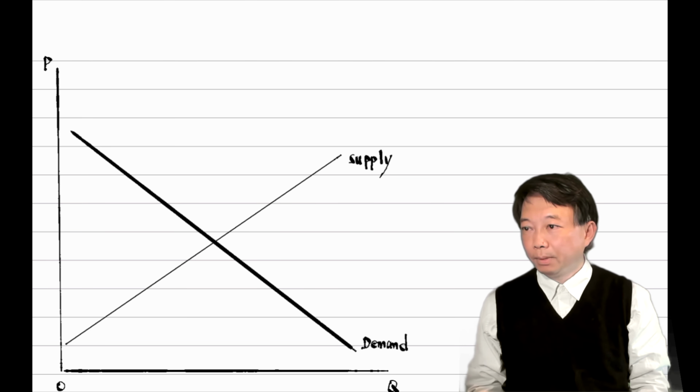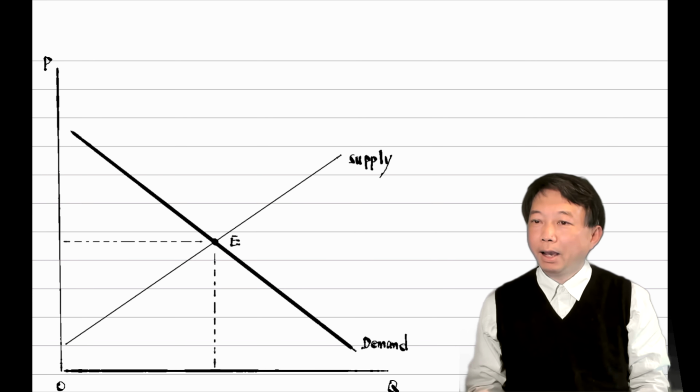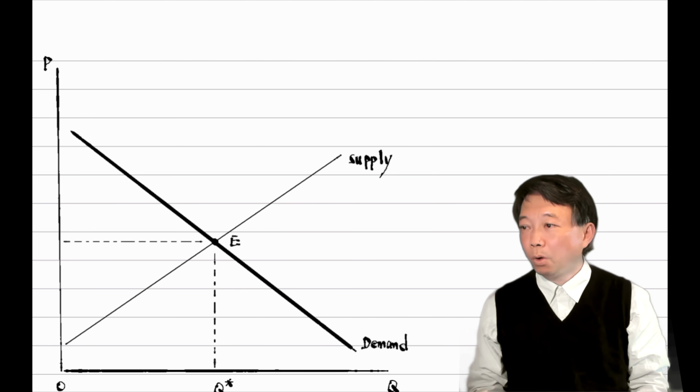Market equilibrium, E, is determined at the intersection of the demand and supply curves. At this equilibrium, firms sell the good at the equilibrium price P star, and consumers purchase the equilibrium quantity Q star at that price.